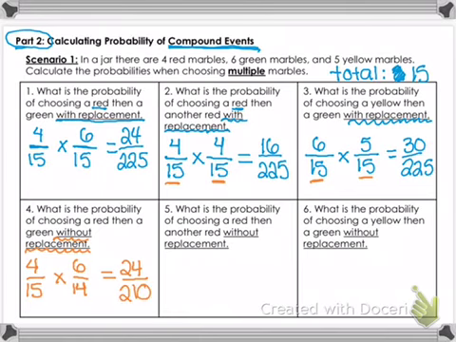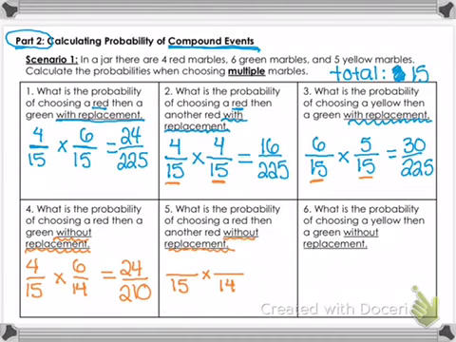All right, let's talk about number 5. What is the probability of choosing a red, then another red, without replacement? So what we've now learned is at the beginning, it's totally fine. We have 15 total. But after I remove one, the total goes down to 14. That's what we've just learned about without replacement. Without replacement meant that total went down.